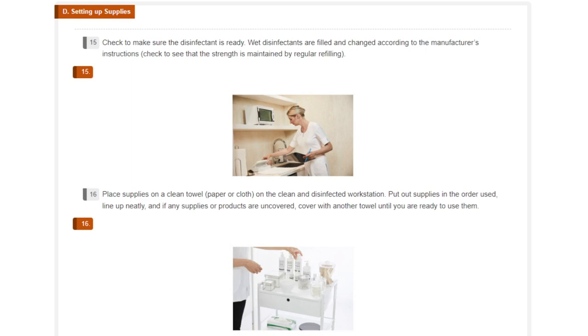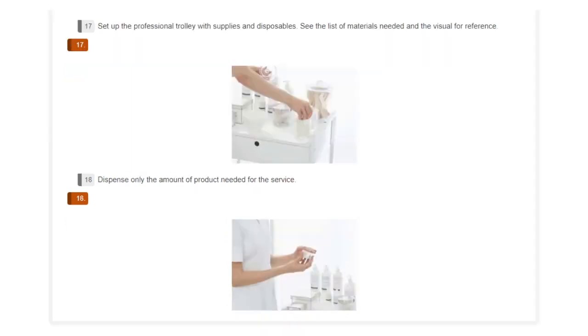16. Place supplies on a clean towel, paper or cloth, on the clean and disinfected workstation. Put out supplies in the order used, line up neatly, and if any supplies or products are uncovered, cover with another towel until you are ready to use them. 17. Set up the professional trolley with supplies and disposables. See the list of materials needed and the visual for reference. 18. Dispense only the amount of product needed for the service.